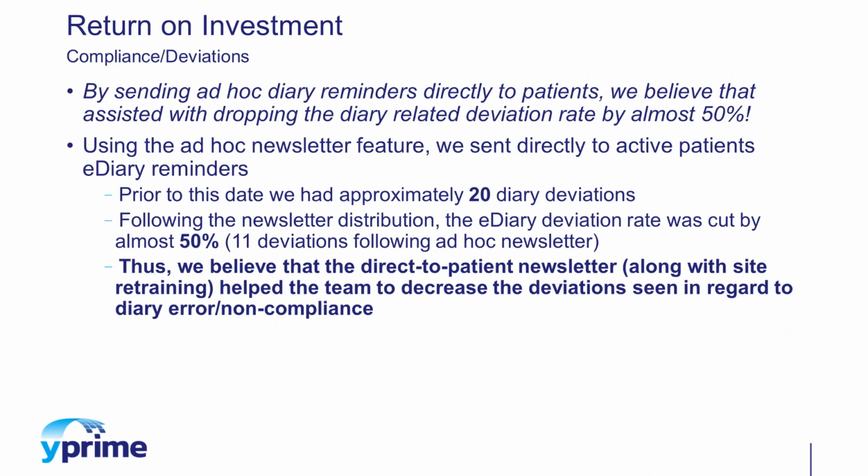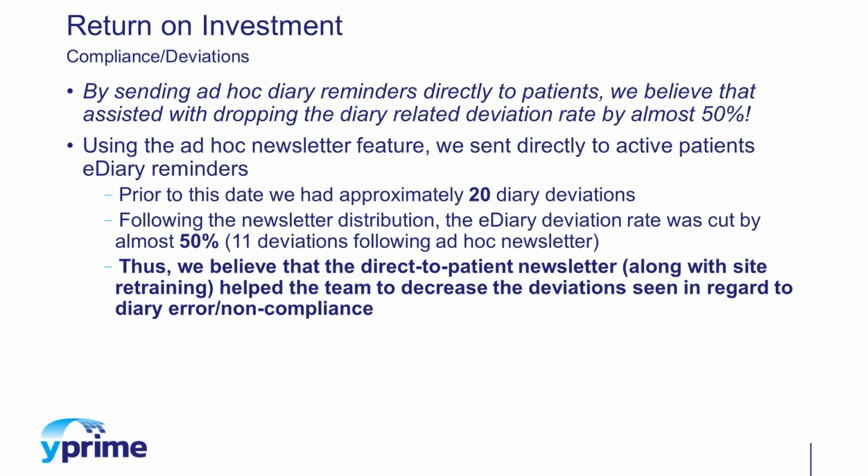So we discussed how ET rate can affect your sample size. Well, deviations can do so as well. If we have too many major deviations, then we may need to increase our sample size to ensure we have sufficient per protocol completers. Therefore, it is essential for clinical operations to keep their deviation rate low and to our projections. So we were excited when we saw that by sending the ad hoc diary reminders directly to the patients, we believe that this possibly assisted with dropping the diary-related deviation rate by almost 50%.